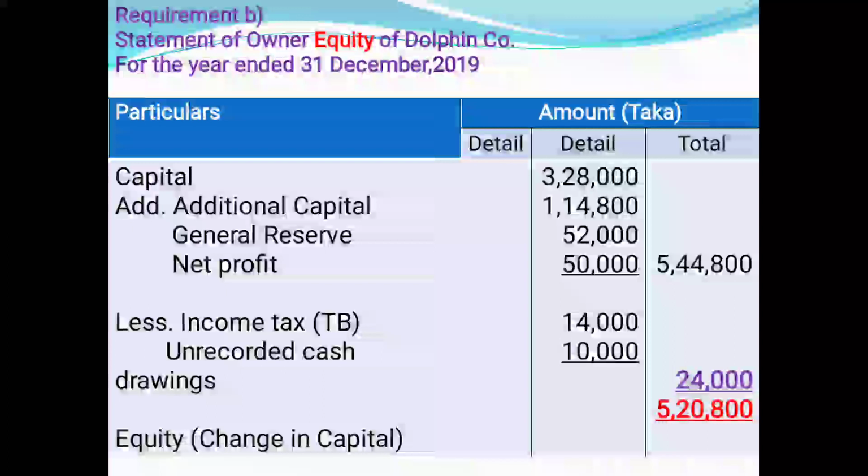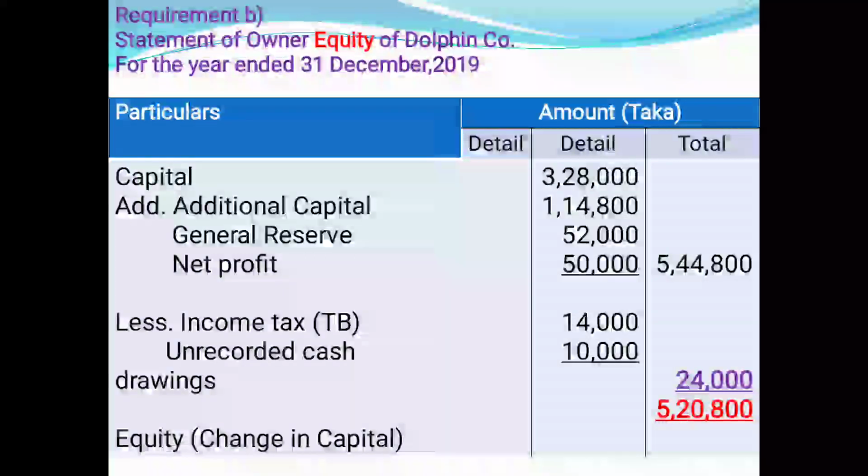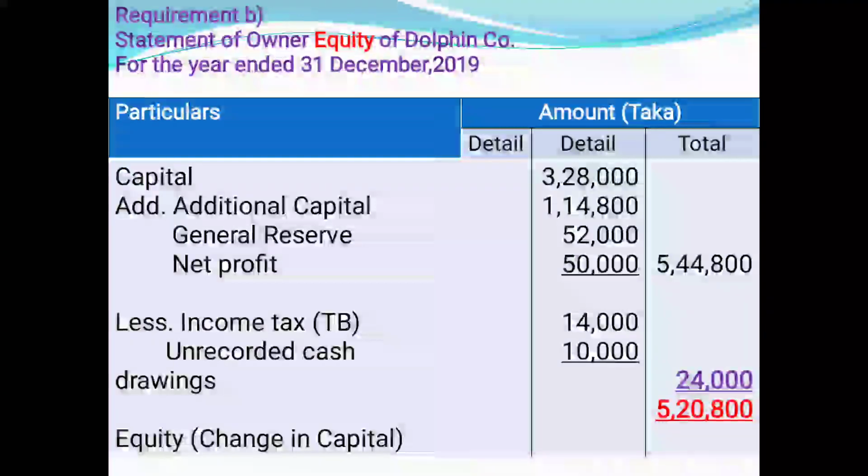Now what is the amount of equity? Equity amount is 5,20,800, or change in capital, that is taka 5,20,800. Dear learners, I think you have written the solution of requirement B, that is the statement of equity or owner's equity. Now we can go for solving the requirement C.